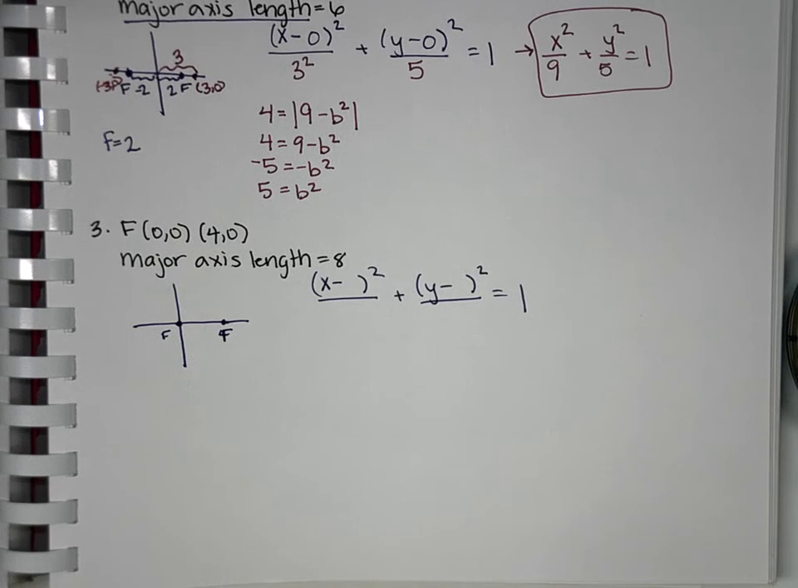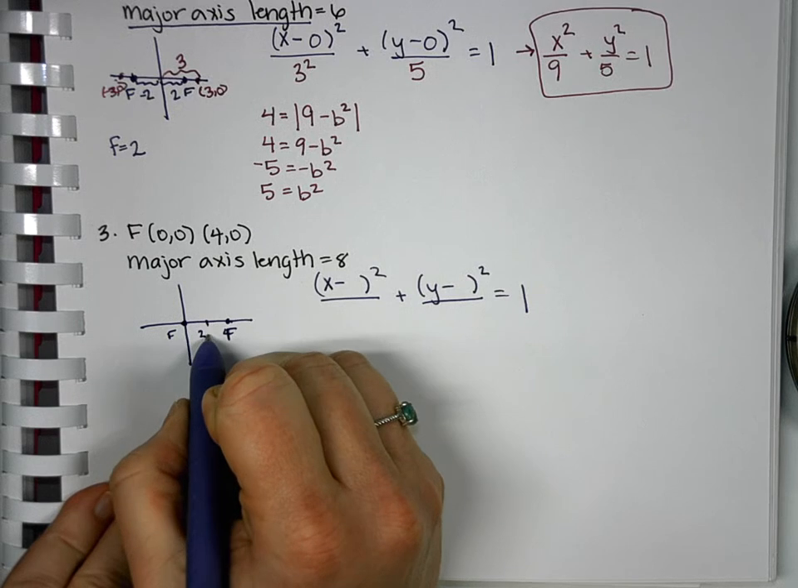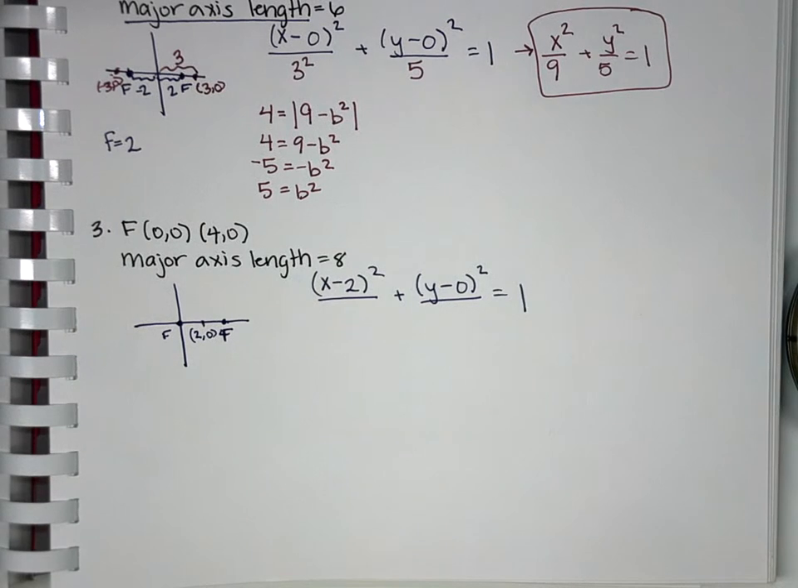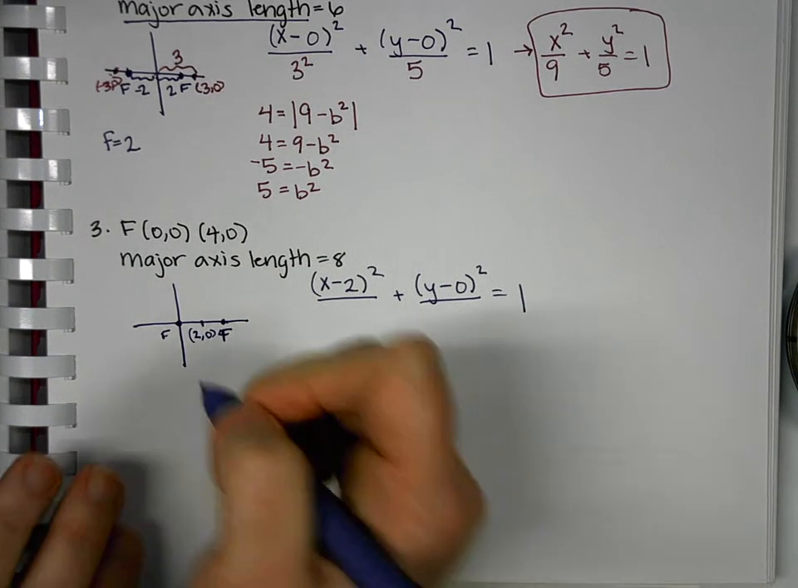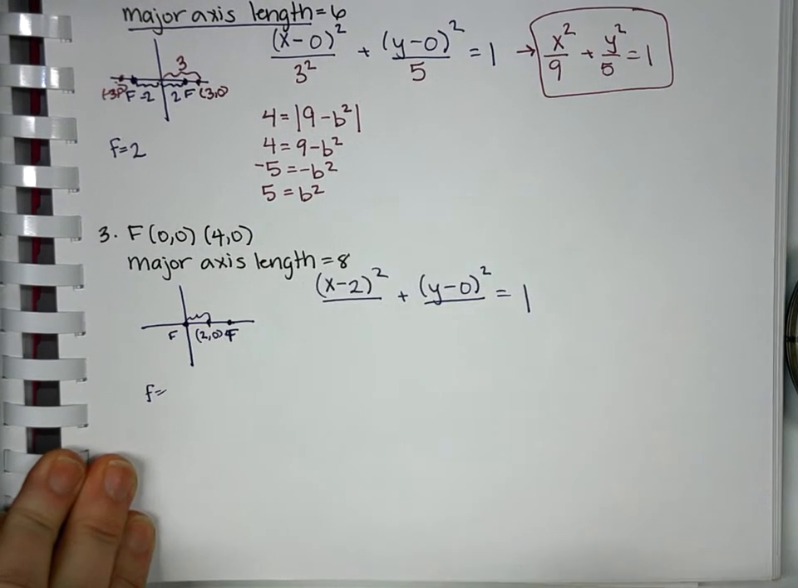So again, I know my center has to be right in the middle of my foci. So I'm going to figure out what's the middle of (0, 0) and (4, 0). This one might be a little obvious to see, but if you're not sure, do your midpoint formula. That'll always give you your center, or the middle, I should say. So here our middle will just be (2, 0). That means we'll have x minus 2, y minus 0. There's our center. Our focal length, the distance between the center and the focus, is 2.